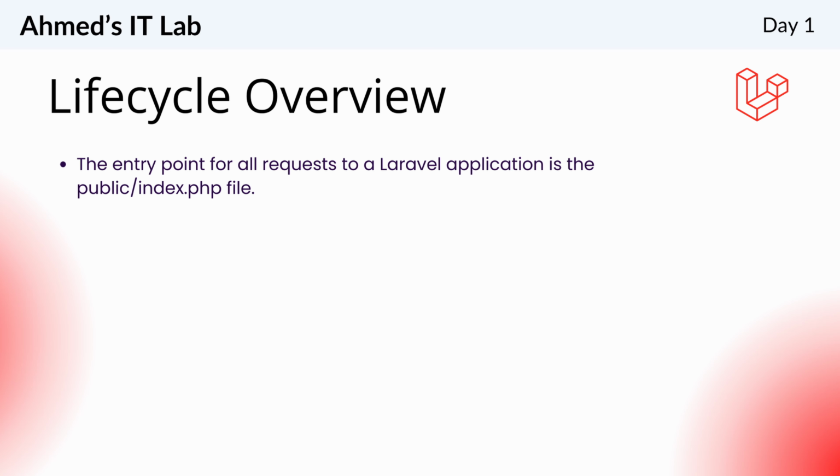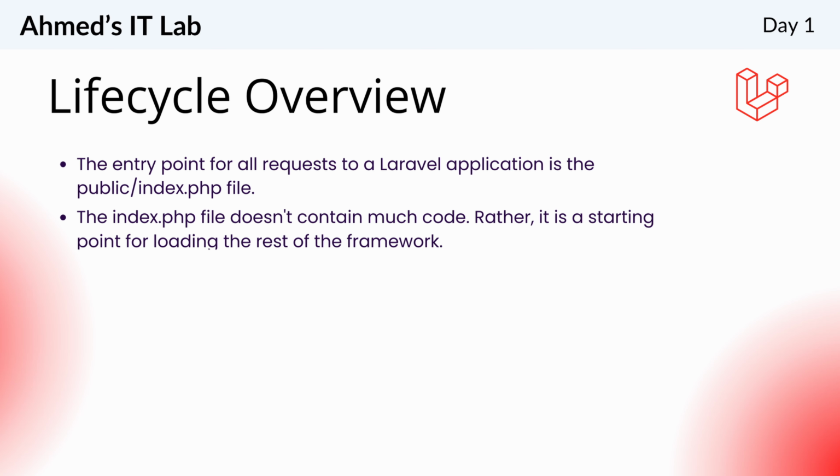A lifecycle overview. The entry point for all requests to a Laravel application is the public index.php file. All requests are directed to this file by your web browser, Apache or Nginx configuration. The index.php file doesn't contain much code. It is a starting point for loading the rest of the framework.